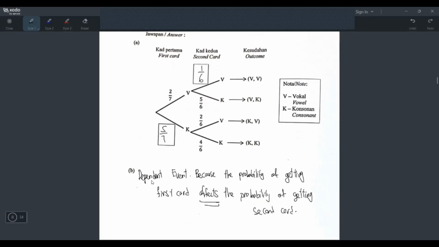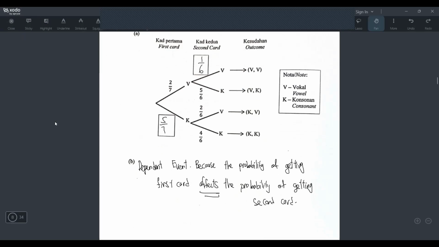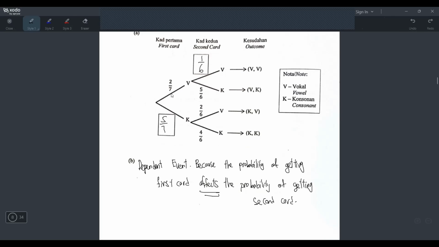So let's talk about dependent. Why do I say it's dependent? Because if you look carefully, I never replaced the first card back in the box. That's why the total has to minus 1. It means the probability of your first selection will affect the second card selection. That's why it's dependent. If independent, it means the probability of the first card does not affect the probability of the second card. Then we call it independent.